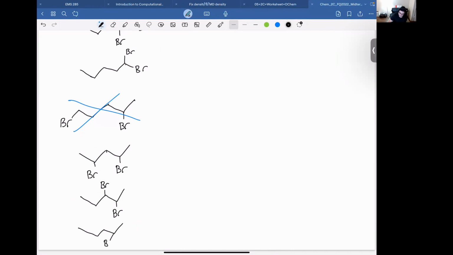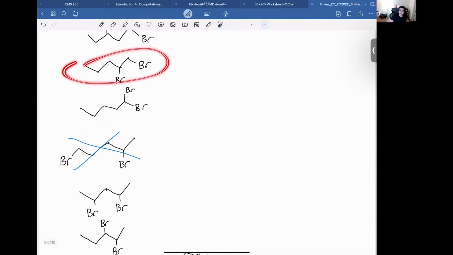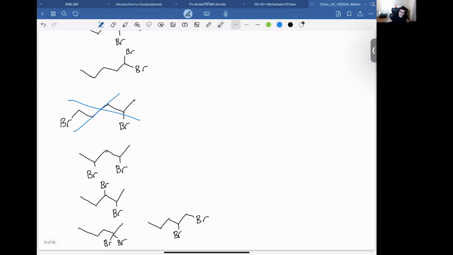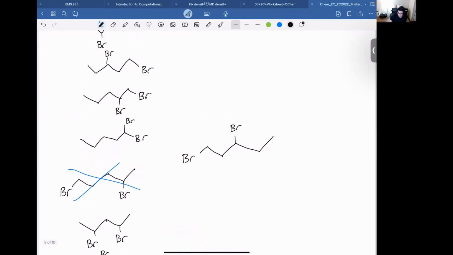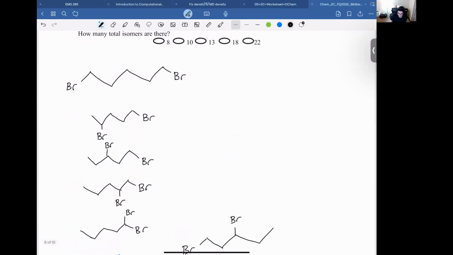I can stick the two bromines on the same one, like that. And then I can also move the bromine at the end, like this, but this is something we already saw, right? It's the same as this one over here. So make sure you don't double count. Then you can have the bromine in the middle, right? If I fix this bromine in the middle, I will once again just move this one on the left down. This one is something we already saw, or we should have.